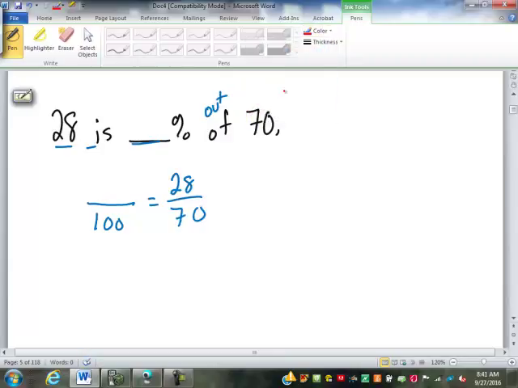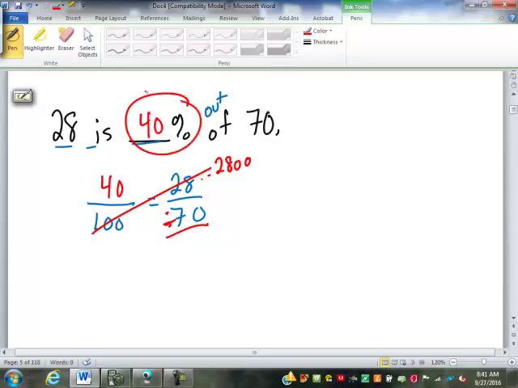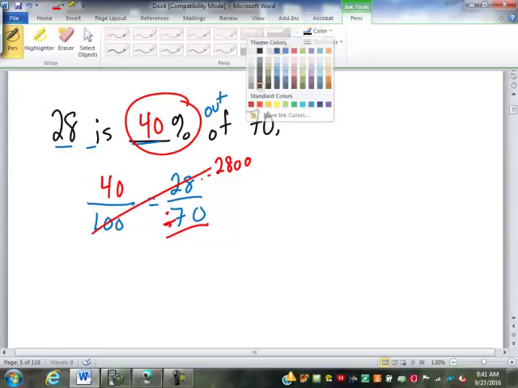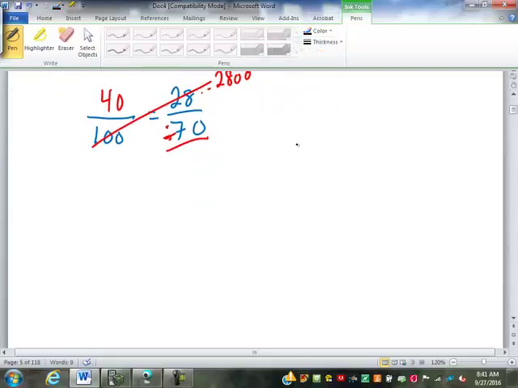And we're going to cross, multiply, and divide. Again, notice we're multiplying the same diagonal, but the number we're dividing by is in a different spot, but it's still cross, multiply, and divide. 100 times 28 is 2,800. Divide by the 70 is going to be 40. So 40 out of 100, or 40%. 28 is 40% of 70.